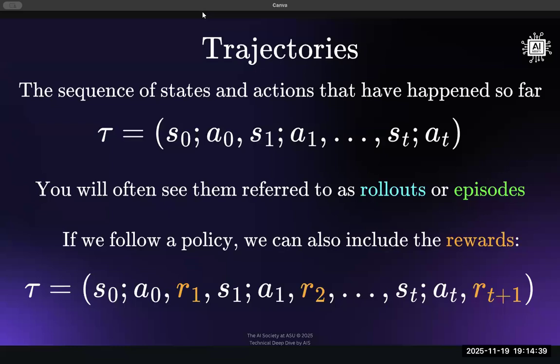So trajectories, in this case, will be the sequence of states and actions along the course of however long your experiment is. And we also call them rollouts or episodes. And so we're starting at some initial state S0, we take some initial action A0, we transition to S1, and then we take another action and so forth. And so all of these states that we're in, all these actions that we take, we just collect them all into a trajectory, which is kind of like our memory or our experiences that we've had so far.